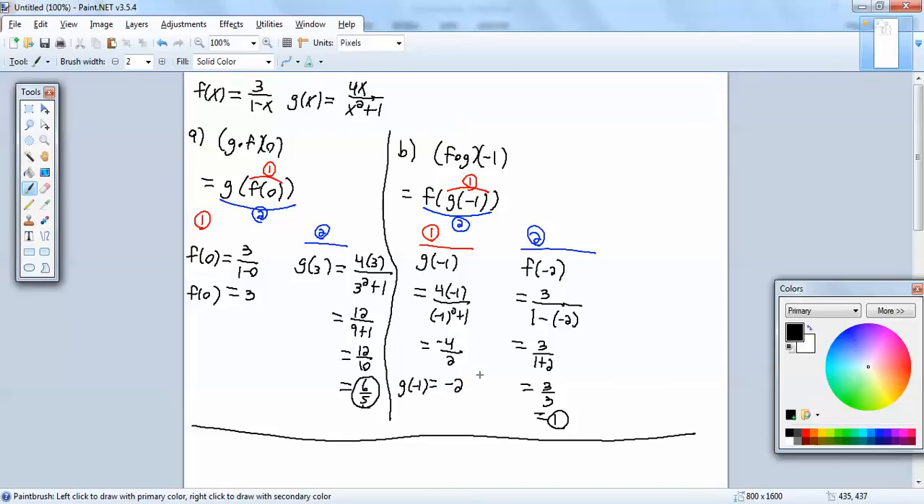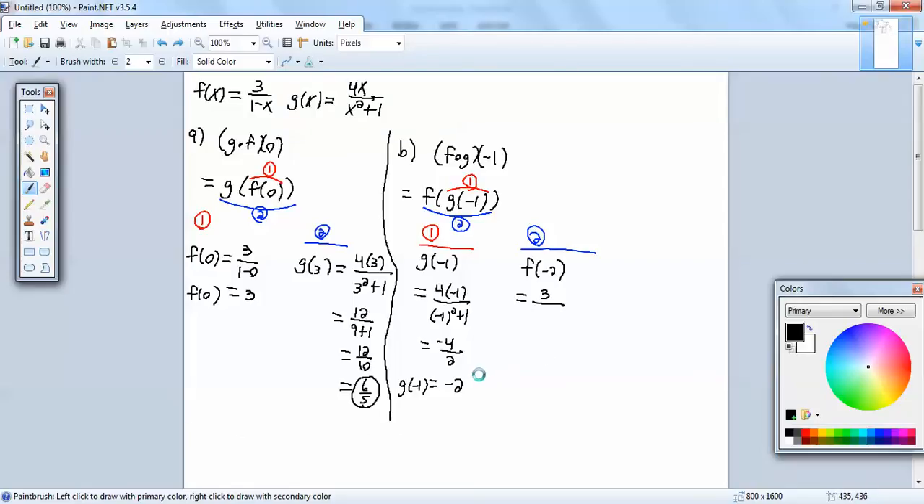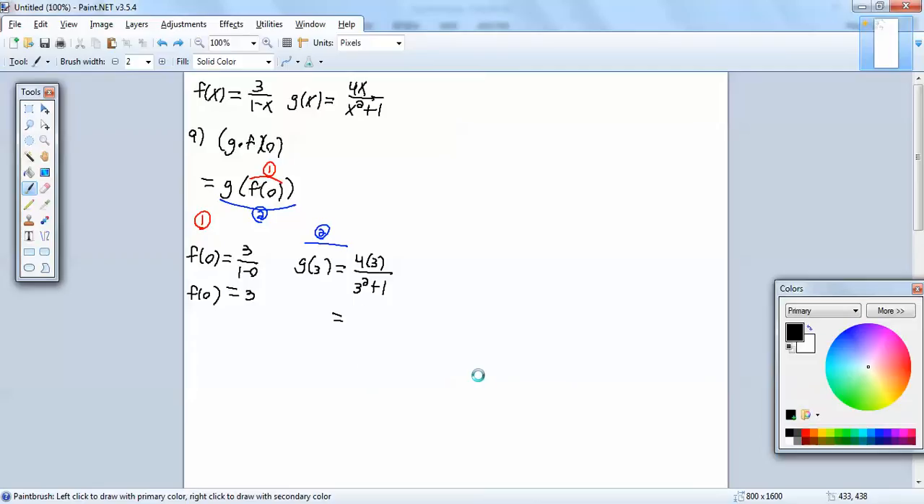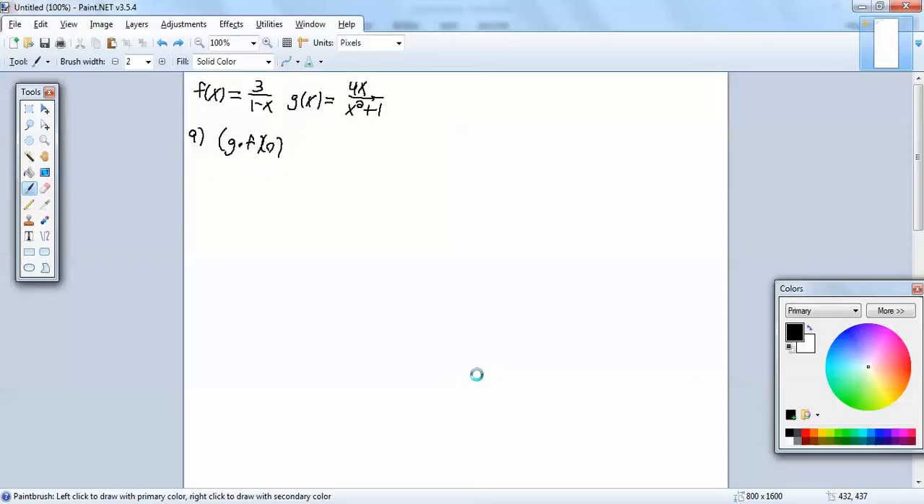I think I'm very quickly going to run out of space, so let me erase some of this, and then we'll look at the next part. Okay, our third part.